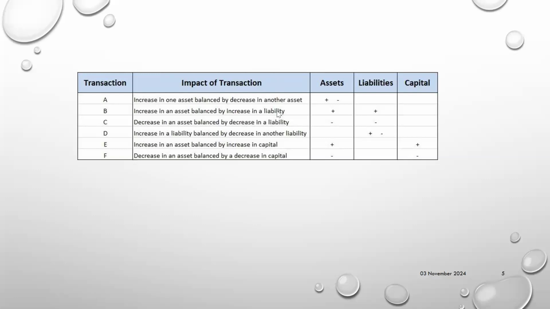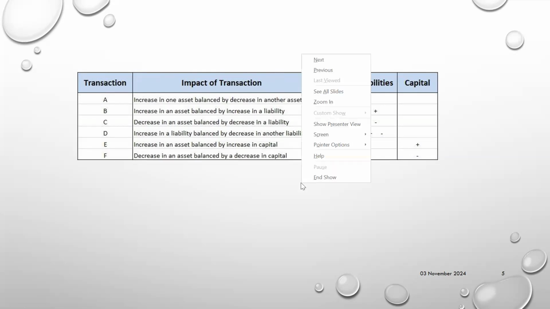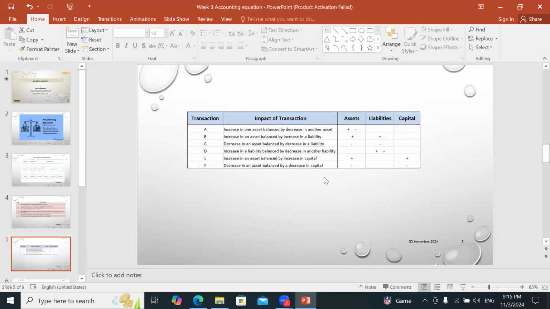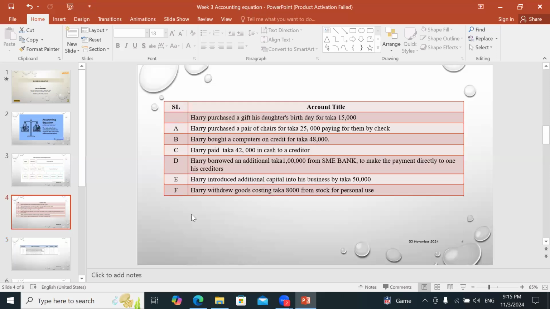Okay. So one kind of asset increases, another asset decreases. That means on the asset side, plus and minus. So it is one side, plus and minus. Okay.